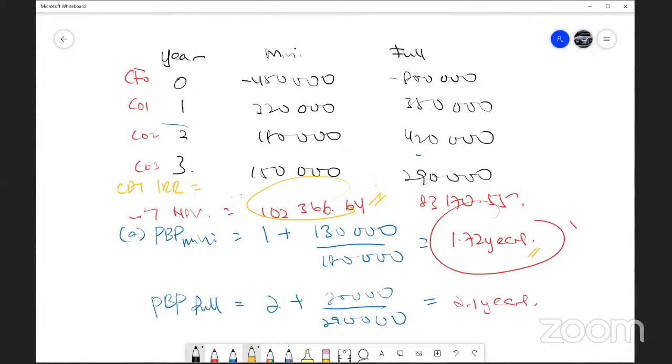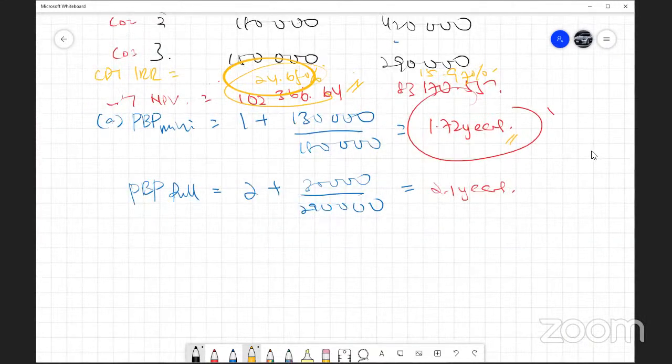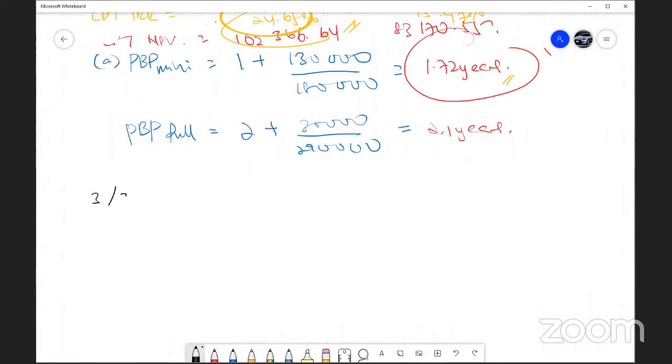So IRR for cash flow mini, you get 24.65%. IRR for full is 15.97%. So based on IRR, also you will choose mini. Basically, out of the three evaluations, 3 out of 3 evaluations suggested that we should pick the investment in mini.